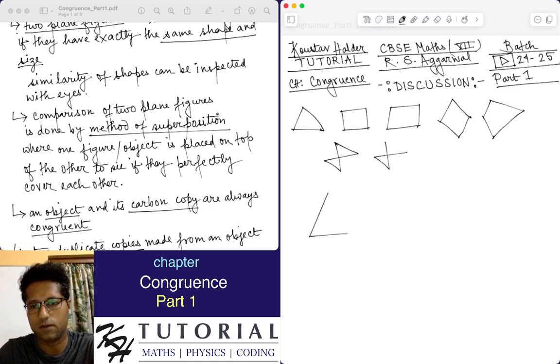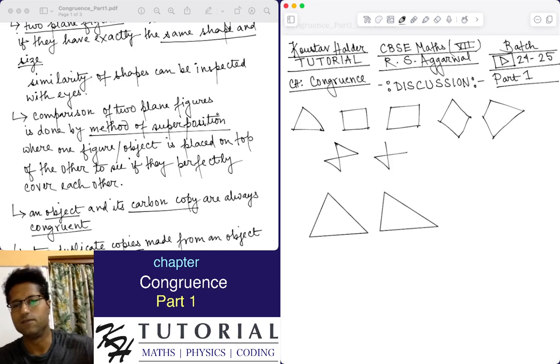Let's say I have this triangle. Now if I draw another triangle, just by seeing with our eyes, they may look similar. They may look like they have the same shape and size, but with eyes alone we cannot tell confidently that they are congruent. We have to use the method of superposition.